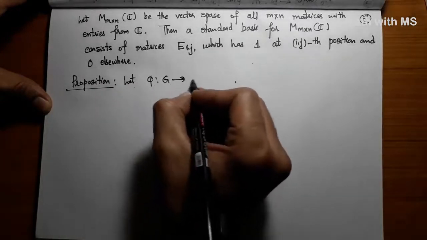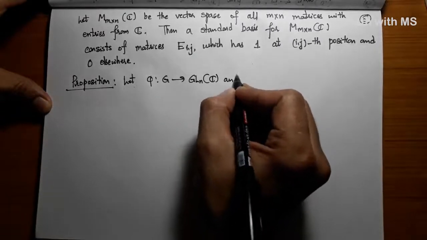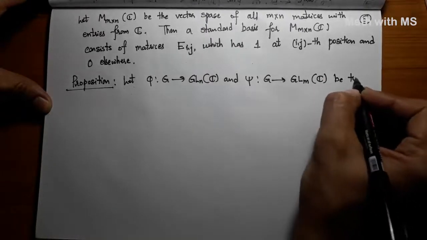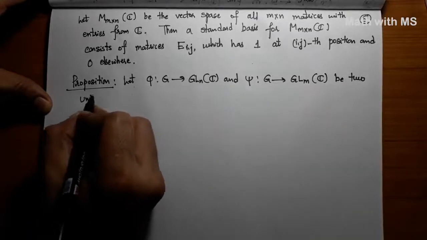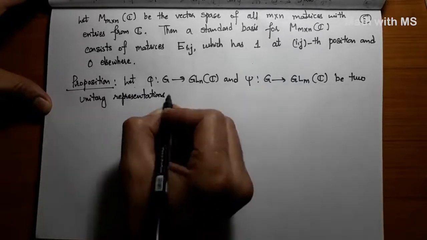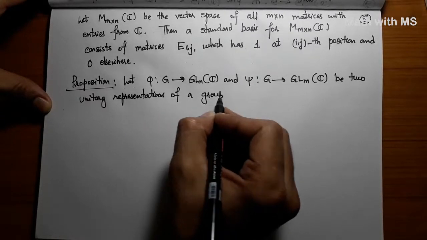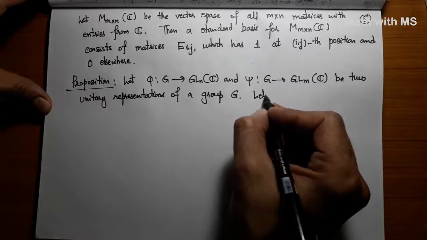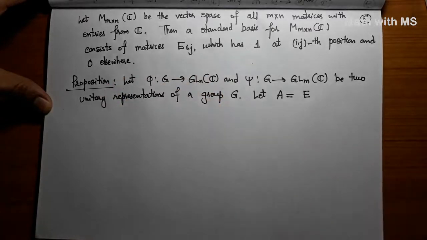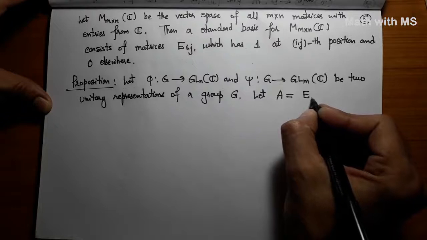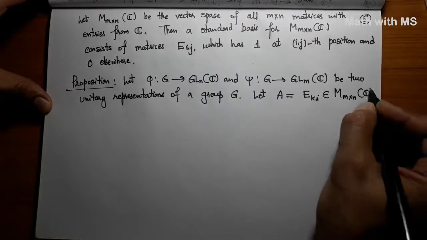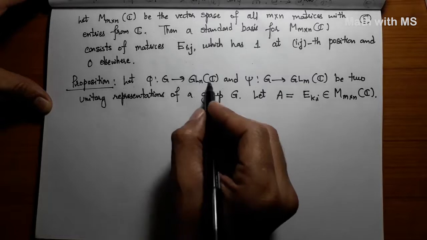Let phi from G to GL_n(C) and psi from G to GL_m(C) be two unitary representations of a group G. Let us set A to be one of the standard basis elements E_ki of the space of all m by n matrices over C. Then you can view A as an operator from C^n to C^m.